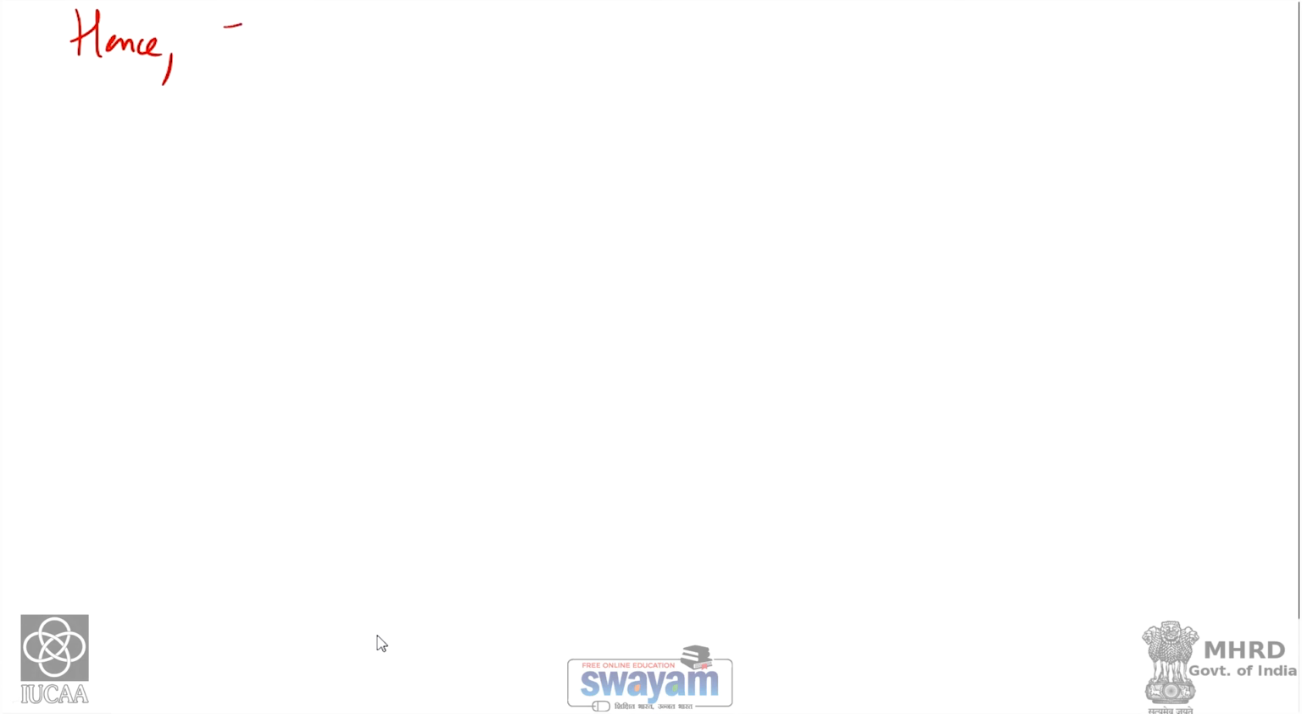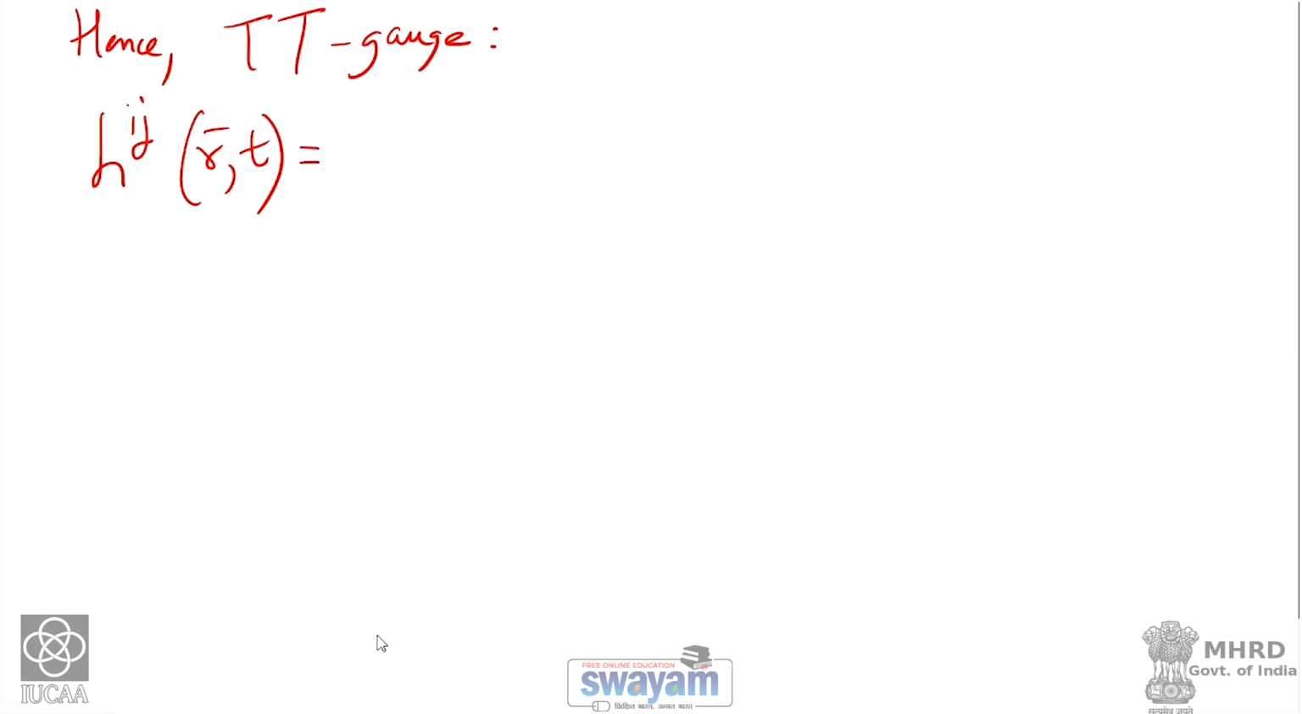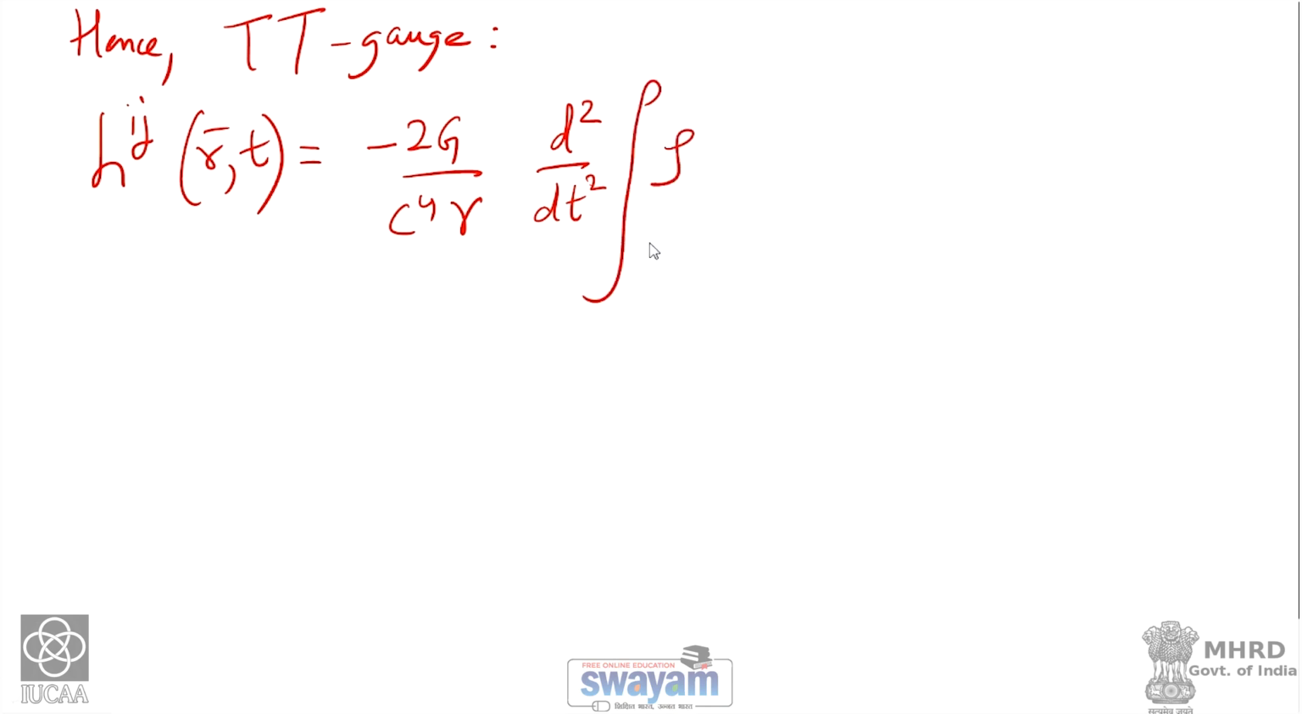Hence in TT gauge I have h_ij(r, t), where that c² gets cancelled, we have 2G by c⁴ r. Now, there is only a time derivative because x0 had c into t, that c² got cancelled with the c² in T00, and now we have the mass density again at the retarded time, x'_i x'_j d³x'.